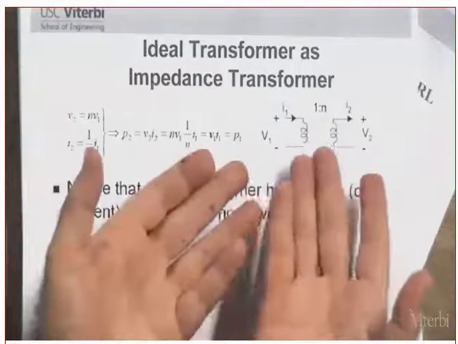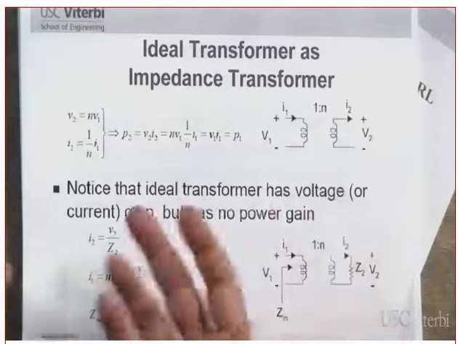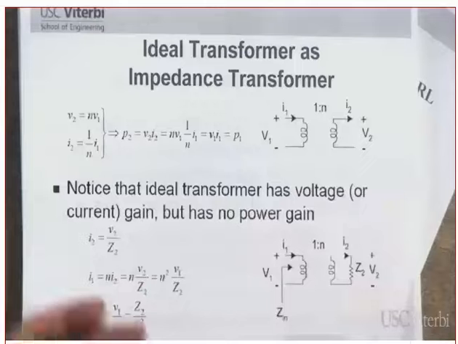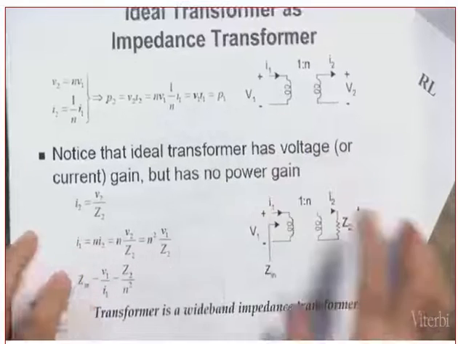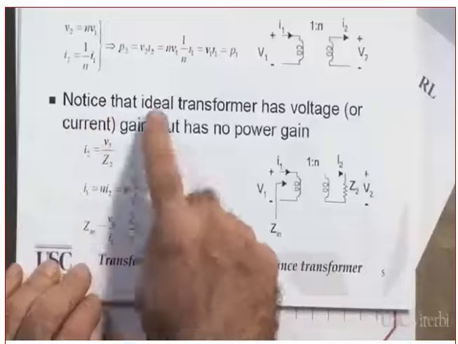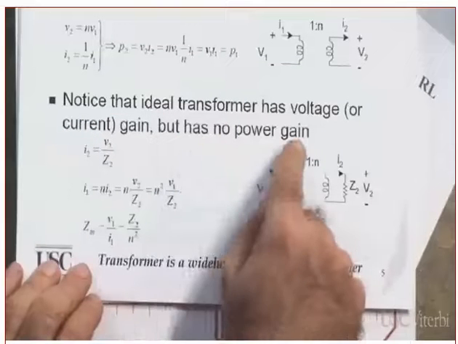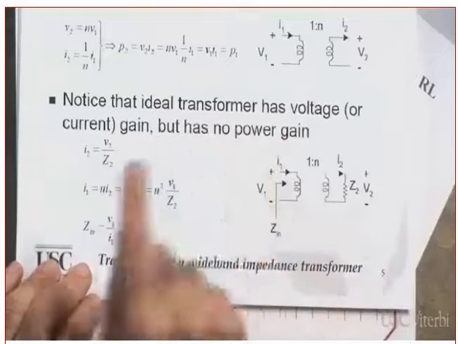Why? There is no losses here. I'm assuming that it is an ideal transformer. Are you following me? There is a steady state flow of the power from the input to the output. Did you get this or not? From these equations, what do we have? Notice the ideal transformer has a voltage or a current gain, but has no power gain. I need you to understand.